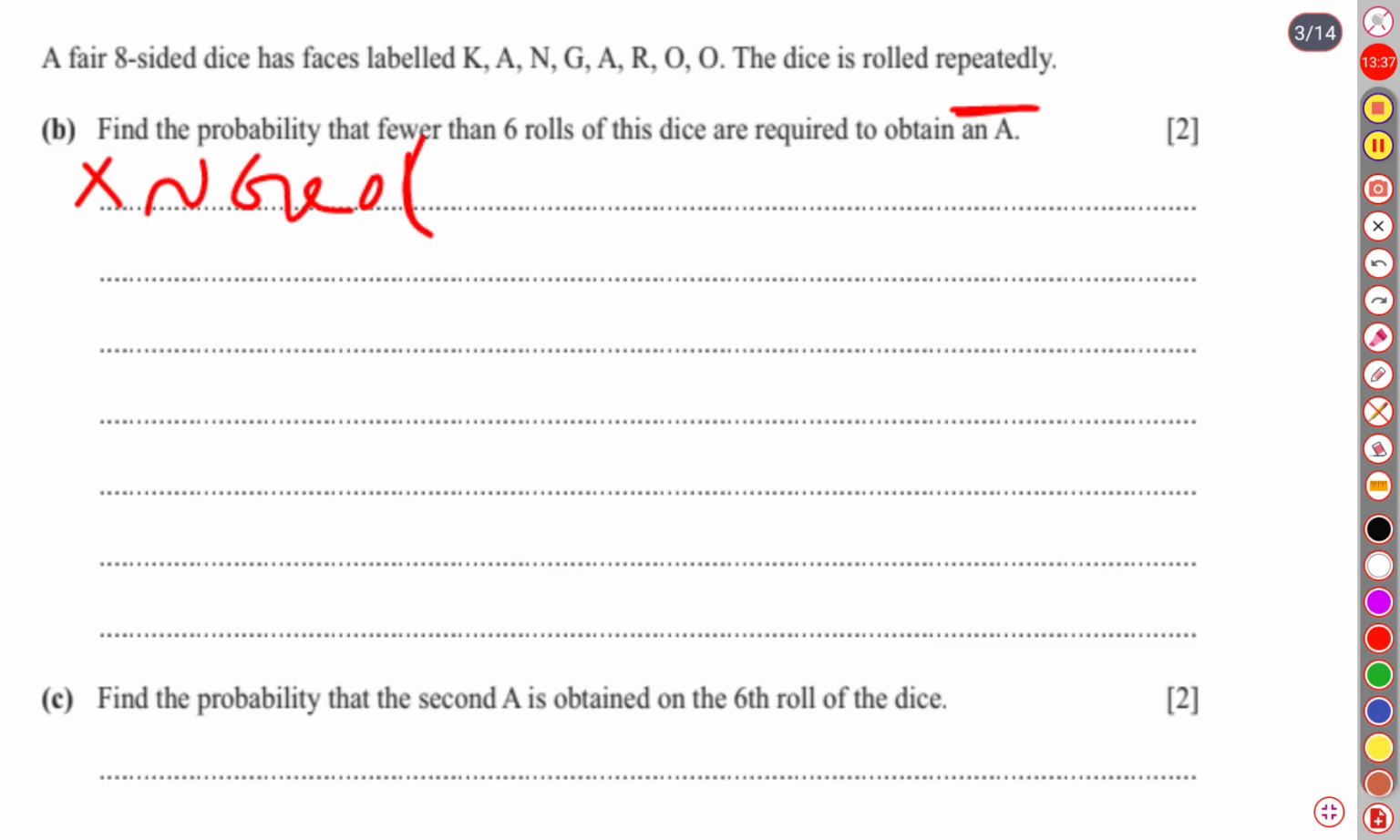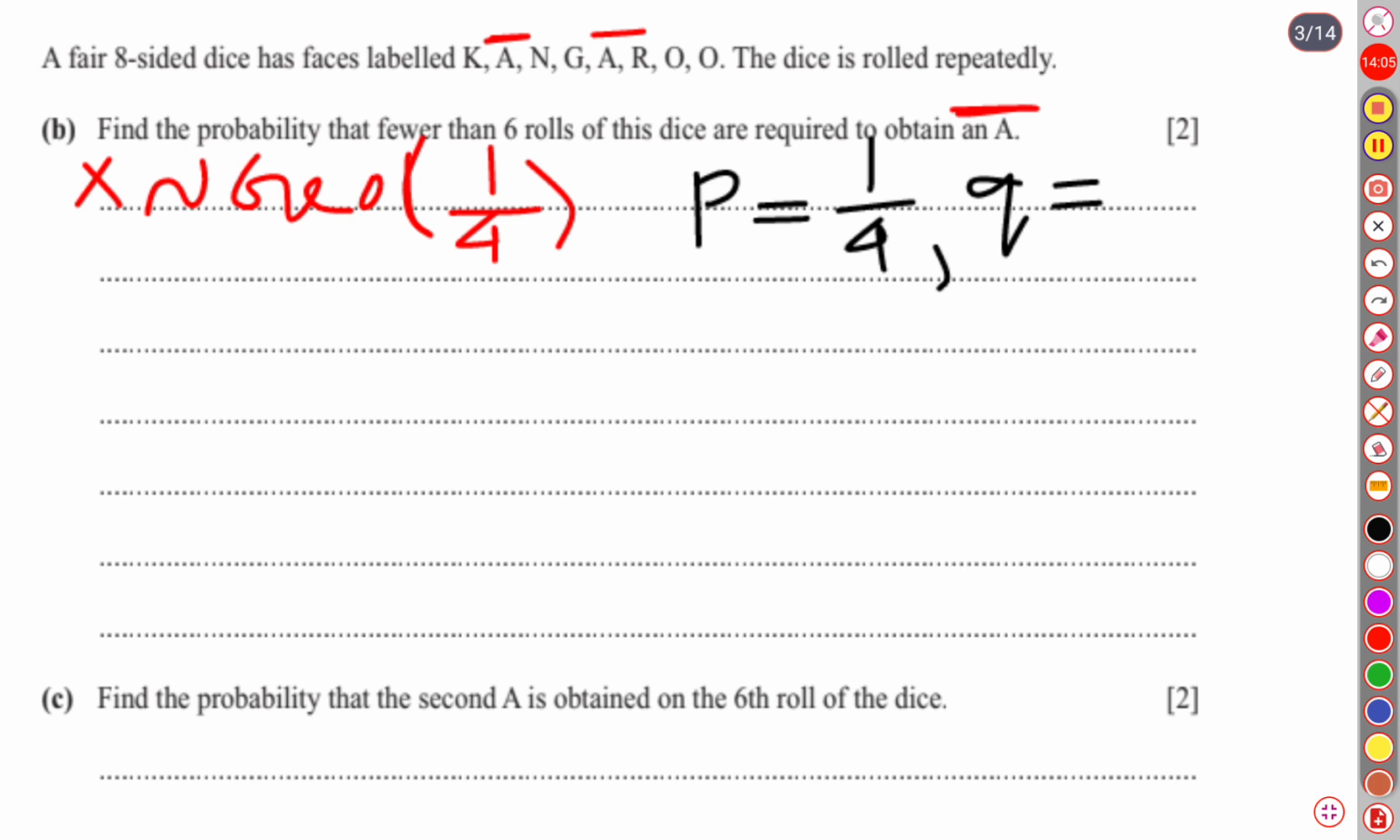success. So there are 8 letters. Out of 8 there are 2 A's. So it is going to be 2 over 8, which means actually 1 over 4. So our probability of success P is equal to 1 over 4, and the probability of failing in each experiment or each trial is 3 over 4.